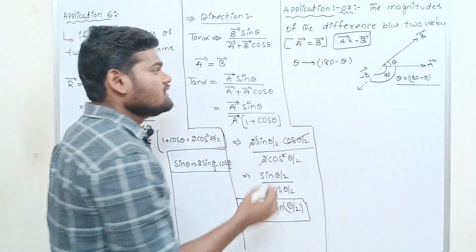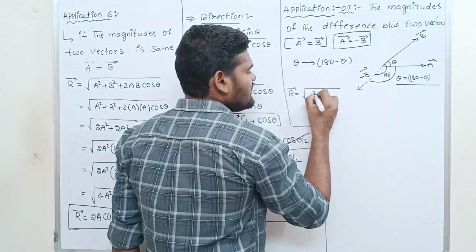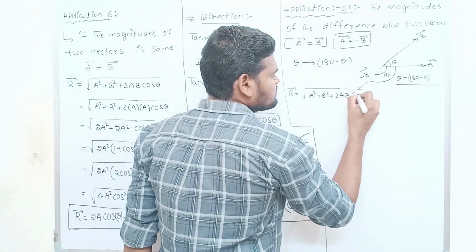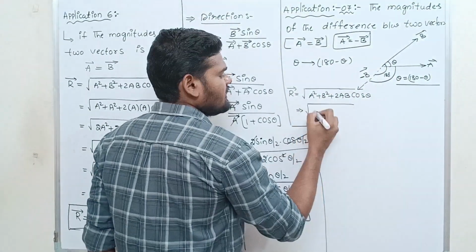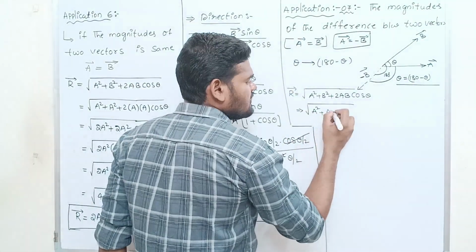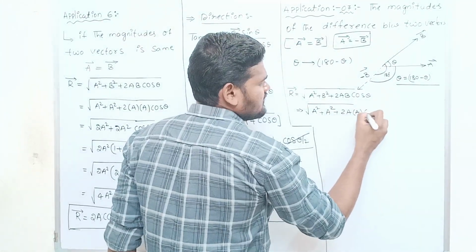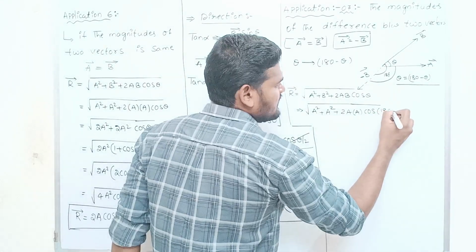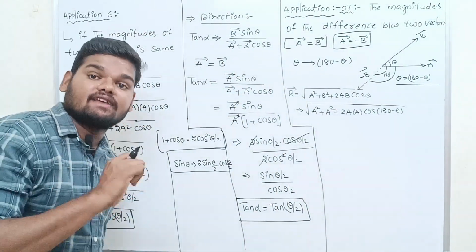Okay, right. So now what is the resultant vector? R bar is equal to under root of a square plus b square plus 2ab cos theta. Just substitute all these values. That is equal to under root of a square, what is b? b is a, so plus a square plus 2ab, what is the value of b? a cos theta. What is theta? Theta is 180 minus theta. Cos of 180 minus theta is minus cos theta.